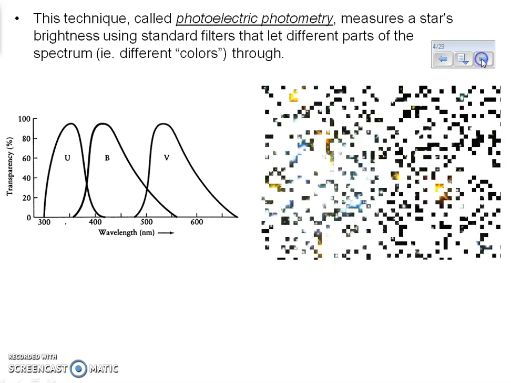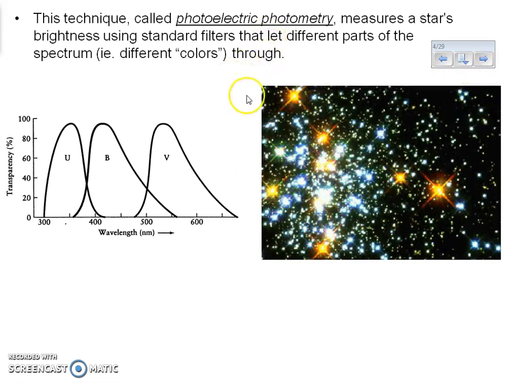Okay. The reason that's important is because if you have a bunch of stars in a cluster, you don't have time to take a spectrum of each one of them. And so using this UBV photometry would actually be a much faster and easier way to try to figure out the temperature of a whole bunch of stars all at the same time.